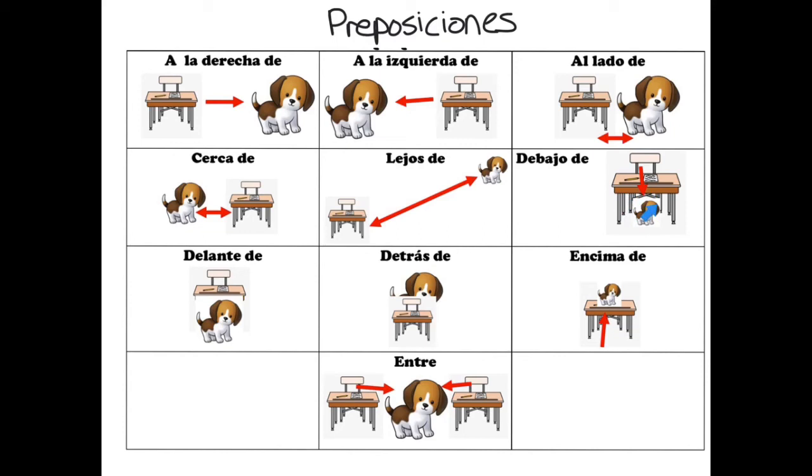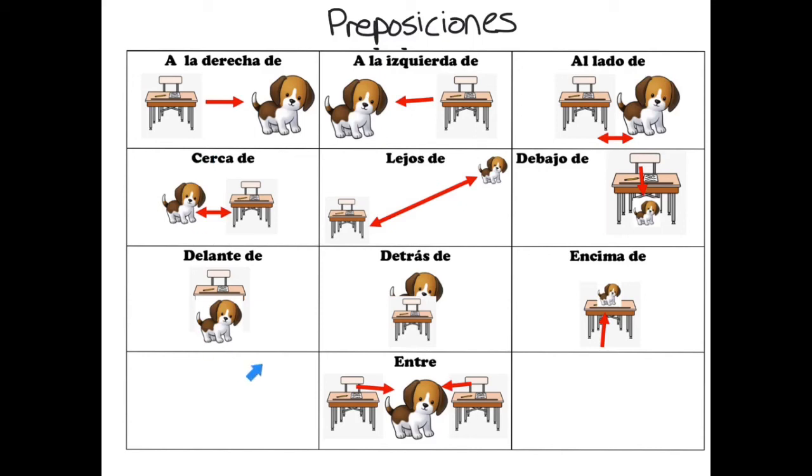Debajo de, under. Delante de, in front of, so this puppy is in front of the desk. Detrás de, behind, so this puppy is behind the desk. Encima de, now this can mean on top of, like in this picture the puppy is on top of the desk, or it can mean above. So let's say there was a poster of a puppy, it could be up on the wall above the desk, and you could use encima de for that as well. And we've got entre, so between. So the puppy is between the two desks, entre.